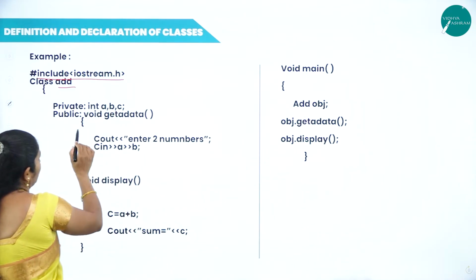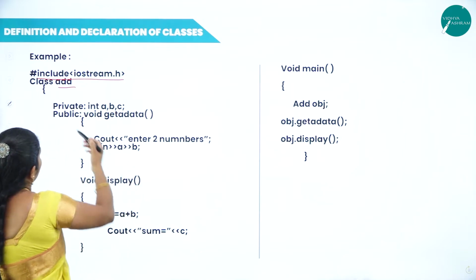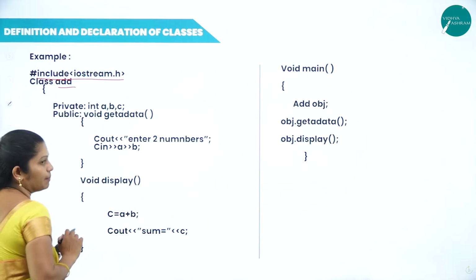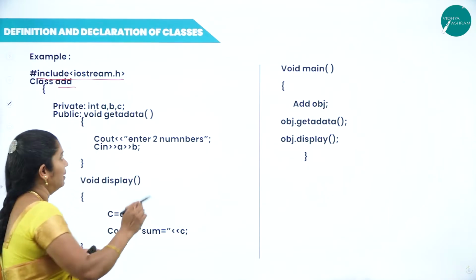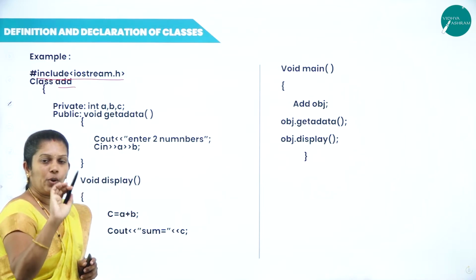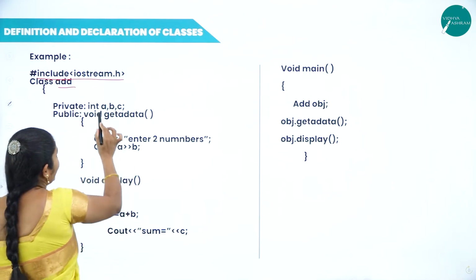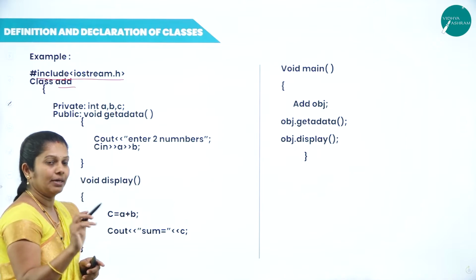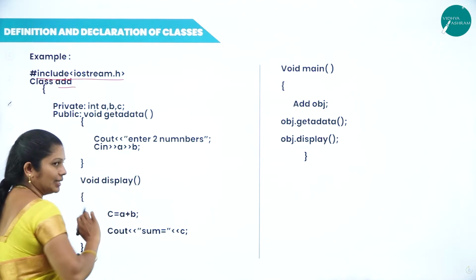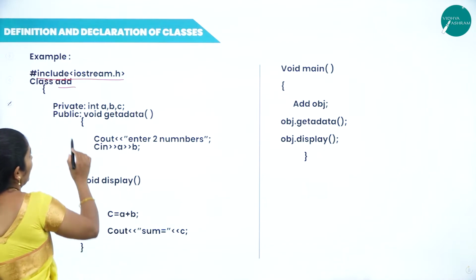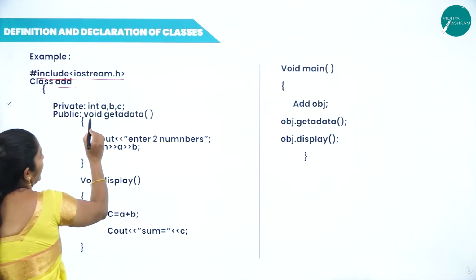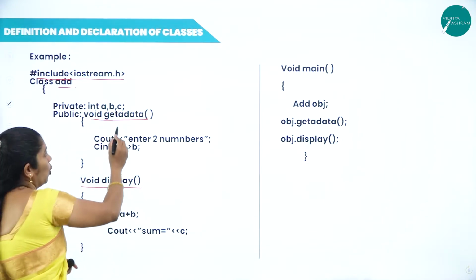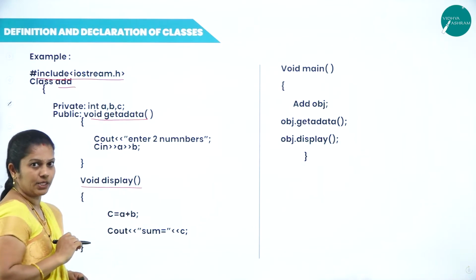Then here we will open the flower bracket, because now we have started the class. Under that, in the private section, we are declaring 3 variables A, B, C, all of type integer. We are taking 3 data members, A, B, C, all of integer data type. Then we are taking the functions: void getdata is one function, and void display is one function.